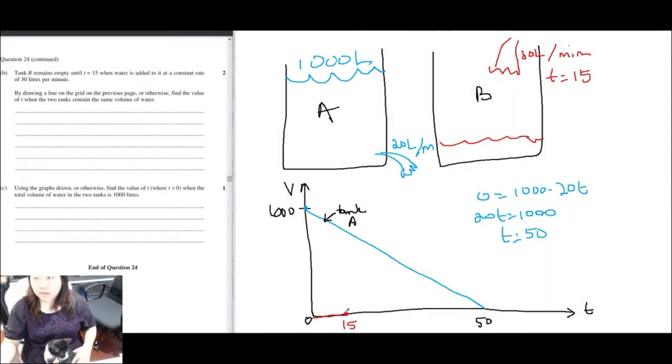Alright, where were we? 30 liters every minute. So when it's 16, it'll be 30. Basically just every minute that goes past, put it up 30 liters. So 17 minutes will be at 60 liters, so on and so forth.